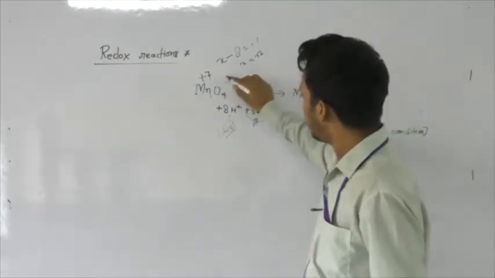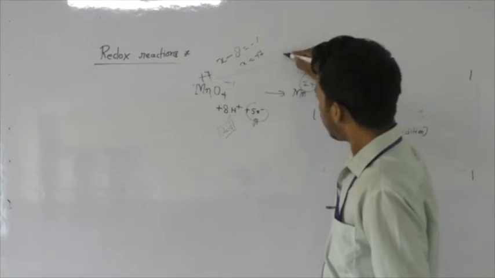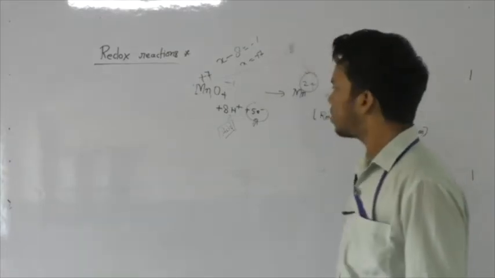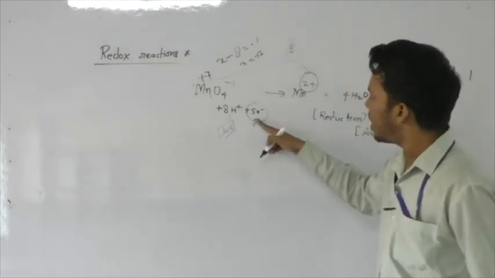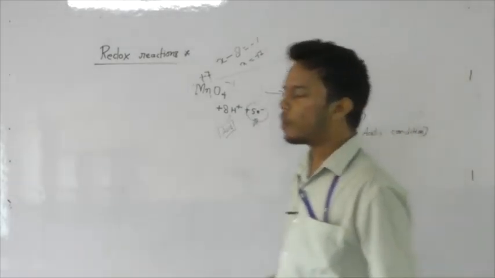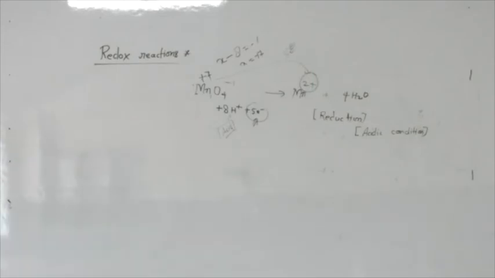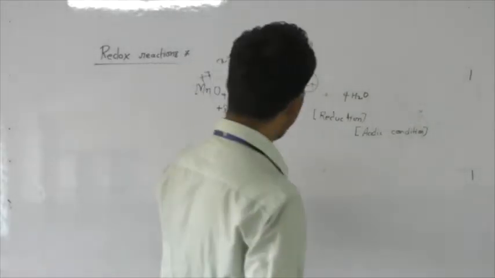So +7 to +2, what is the change here? 5 electron change. +7 to +2 is a 5 electron change. That's why you are writing 5 electrons here, okay? 5 electrons. Let's do some questions based on this.